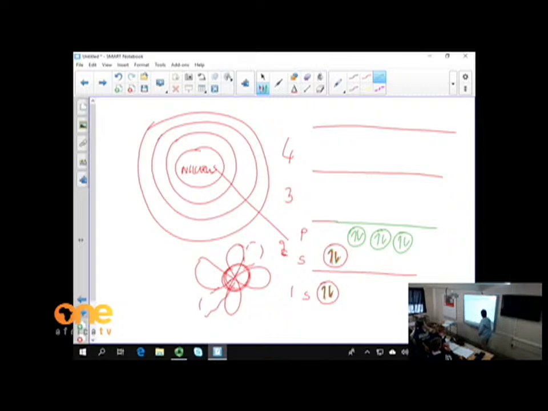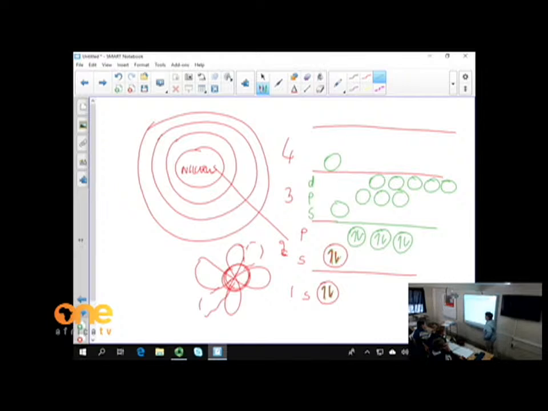Now the next one is 3 P's and 5 D's, and that would be an S. So S, P, D sublevel. And the D sublevel just has a different shape to what the P and the S sublevels have. You don't need to worry about the shapes. Yeah, small letters.